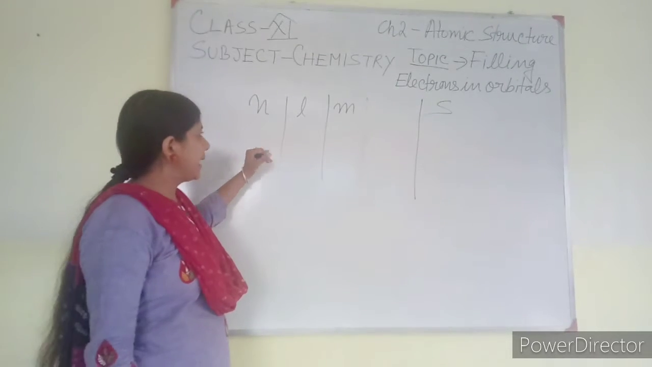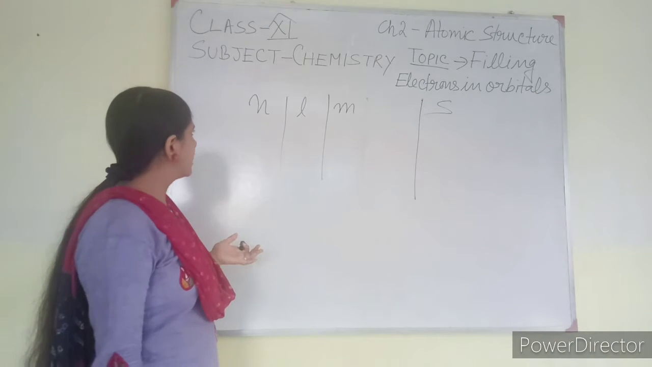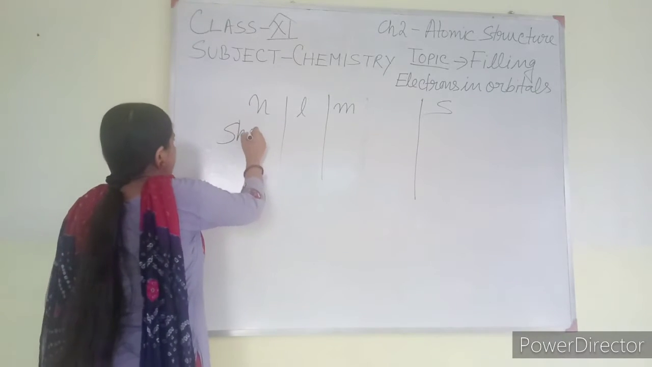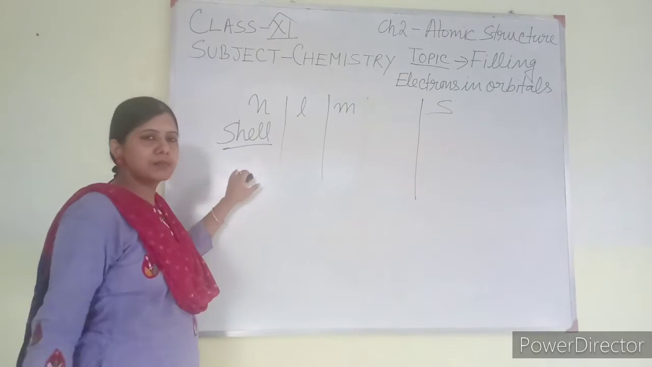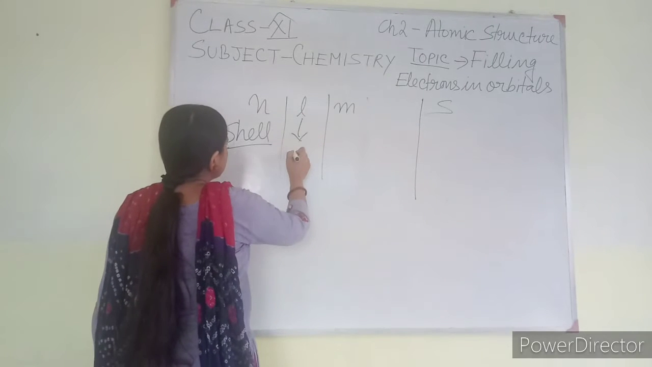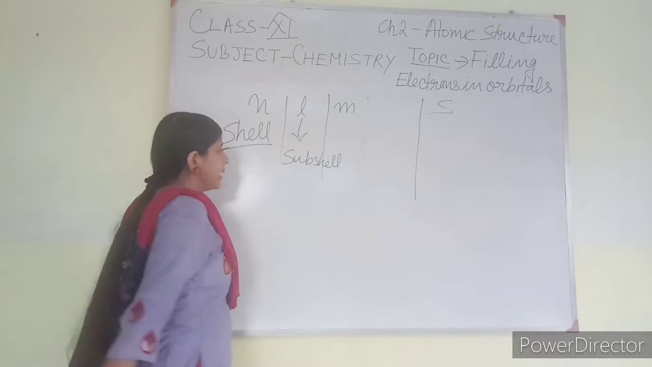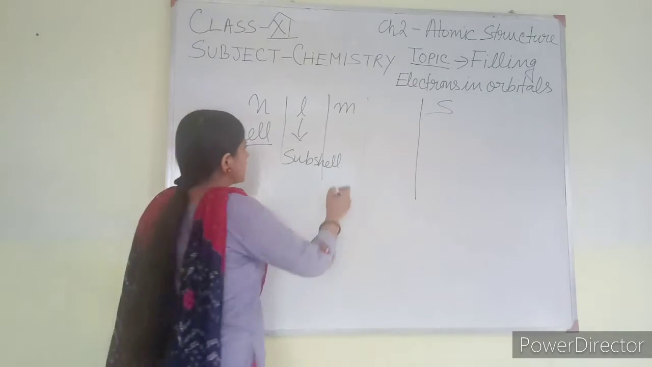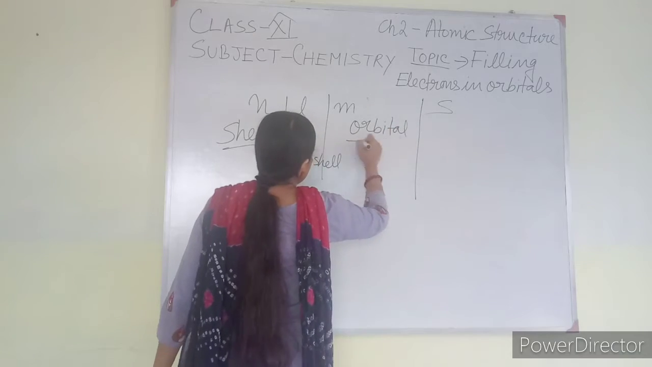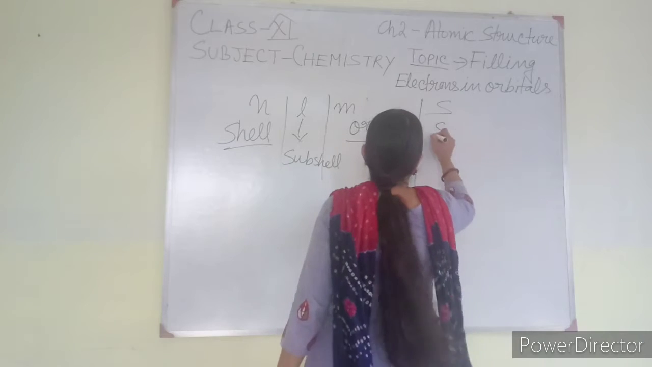I want to say again how many shells will be there. The principal quantum number is also known as the shell. The azimuthal quantum number is known as the subshell. The magnetic quantum number, M, is actually the orbital I told you earlier, and this one is the spin quantum number.